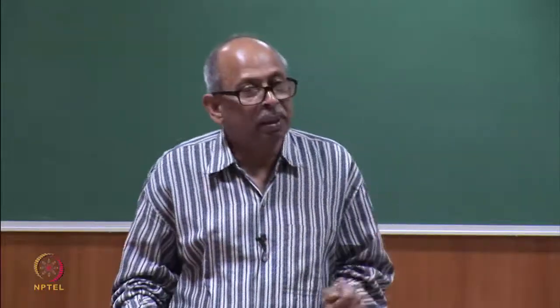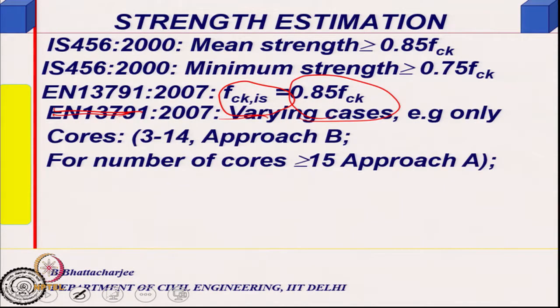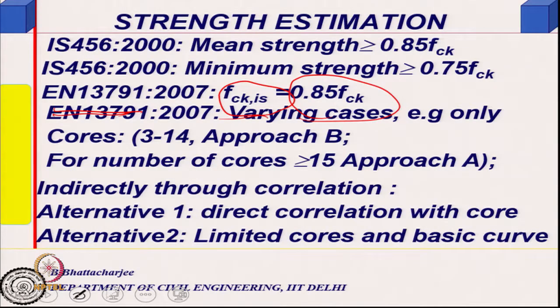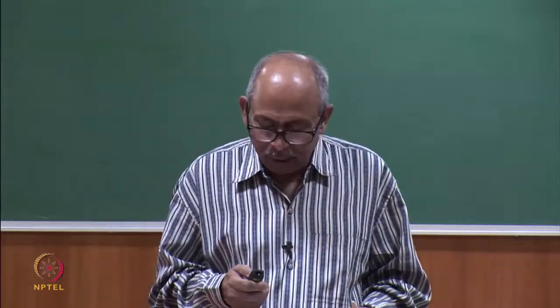And this EN code goes a little bit further, it gives you a way to estimate the FCK in situ. How does it do it? It takes 3 cases. If you have 3 to 14 cores, you use approach B. If the number of cores is more than 15, then you use approach A. Indirectly through correlation is also approach A. It gives you alternative 1, direct correlation with cores, and alternative 2, limited cores, and they gave a basic curve, and from there you establish your own correlation. Let us see what each one of them is. Actually that is very elaborate.